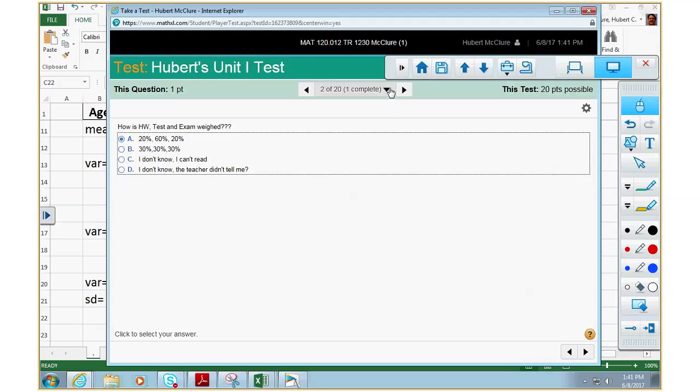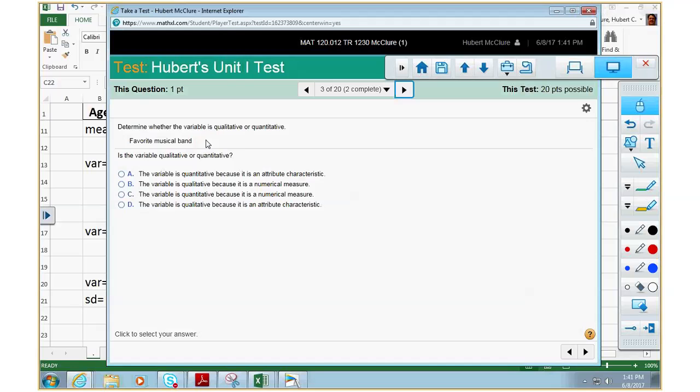I have a question. If you start the test, can you save your answer? So you have to finish it all right. Determine whether the variable is qualitative or quantitative. Qualitative, because it's not asking for numbers. So you have to say qualitative. So that would make it either B or, no, D. Okay, I would say D. Next question.